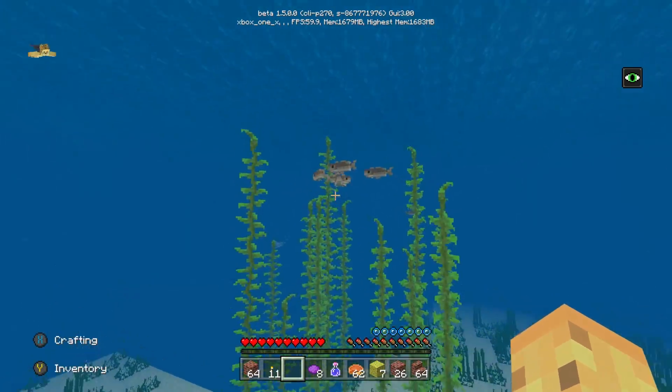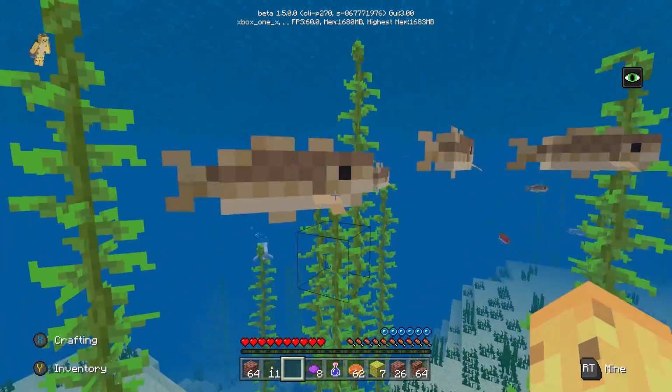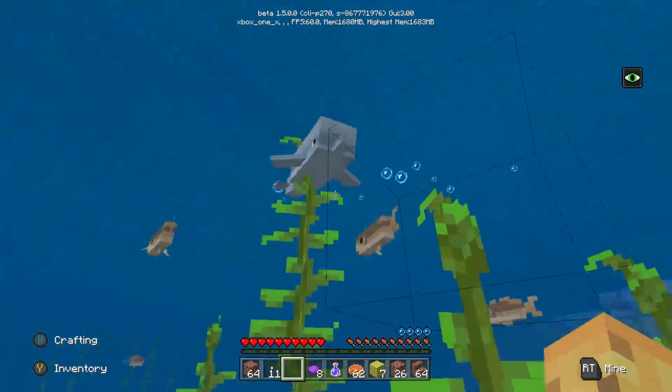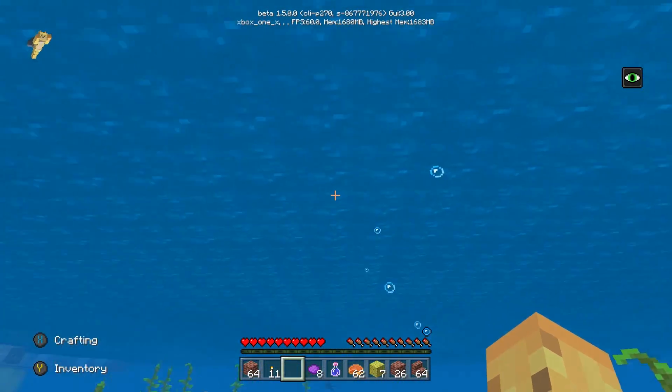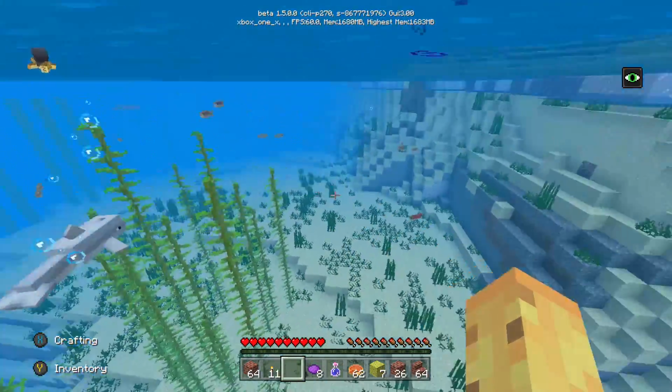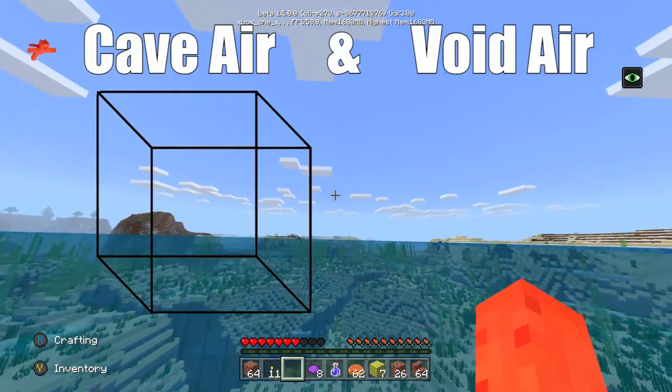So everyone is excited about the 1.13 or 1.4 update for some reason, whichever feature you're most excited about. However, there's a feature that most people don't even know about, let alone care about, because there are two brand new blocks coming in this update that you've probably never heard about: the Cave Air and the Void Air.